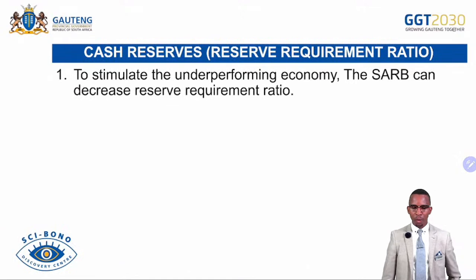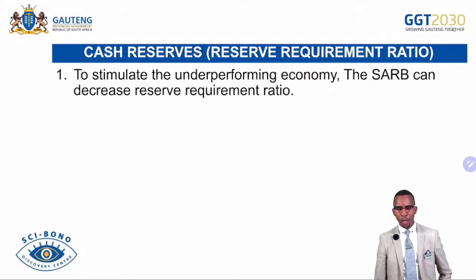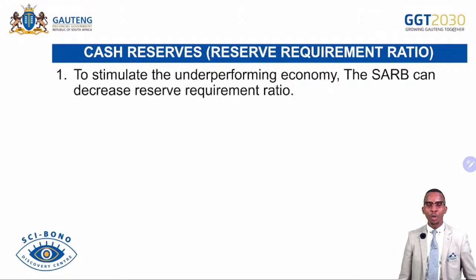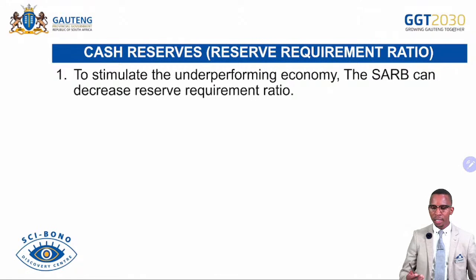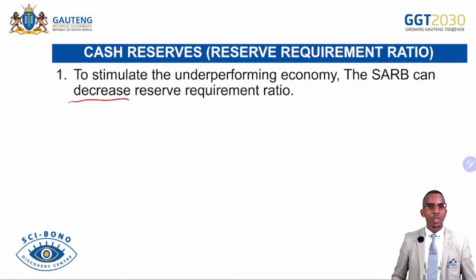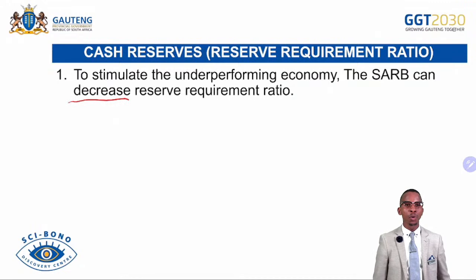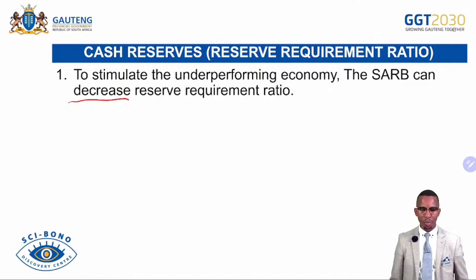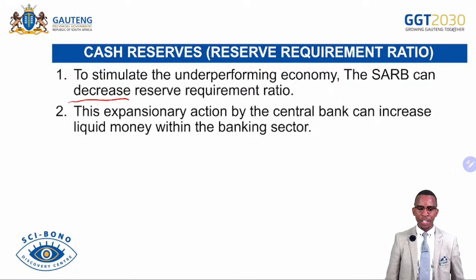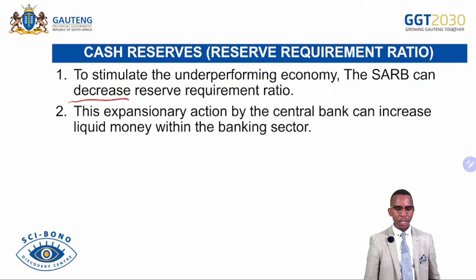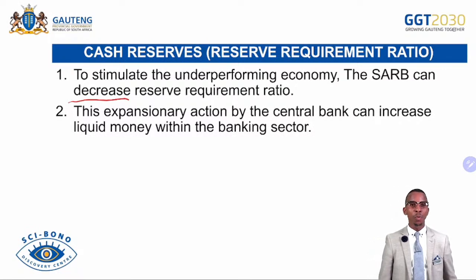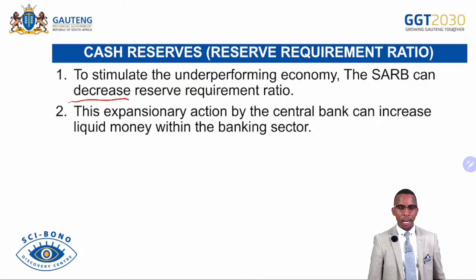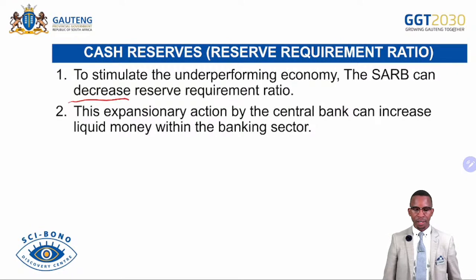Cash reserve requirement to stimulate the underperforming economy: the South African Reserve Bank decreases the reserve requirement ratio. If the economy is facing a slump, there should be a decreased reserve requirement ratio so that commercial banks have more money available to create credit or to give out as loans. As a result, that will lead to more money supply in the economy. This expansionary action by the central bank can increase liquid money within the banking sector. There will be more money available, and banks will start giving it out into society as loans so that they can make returns.